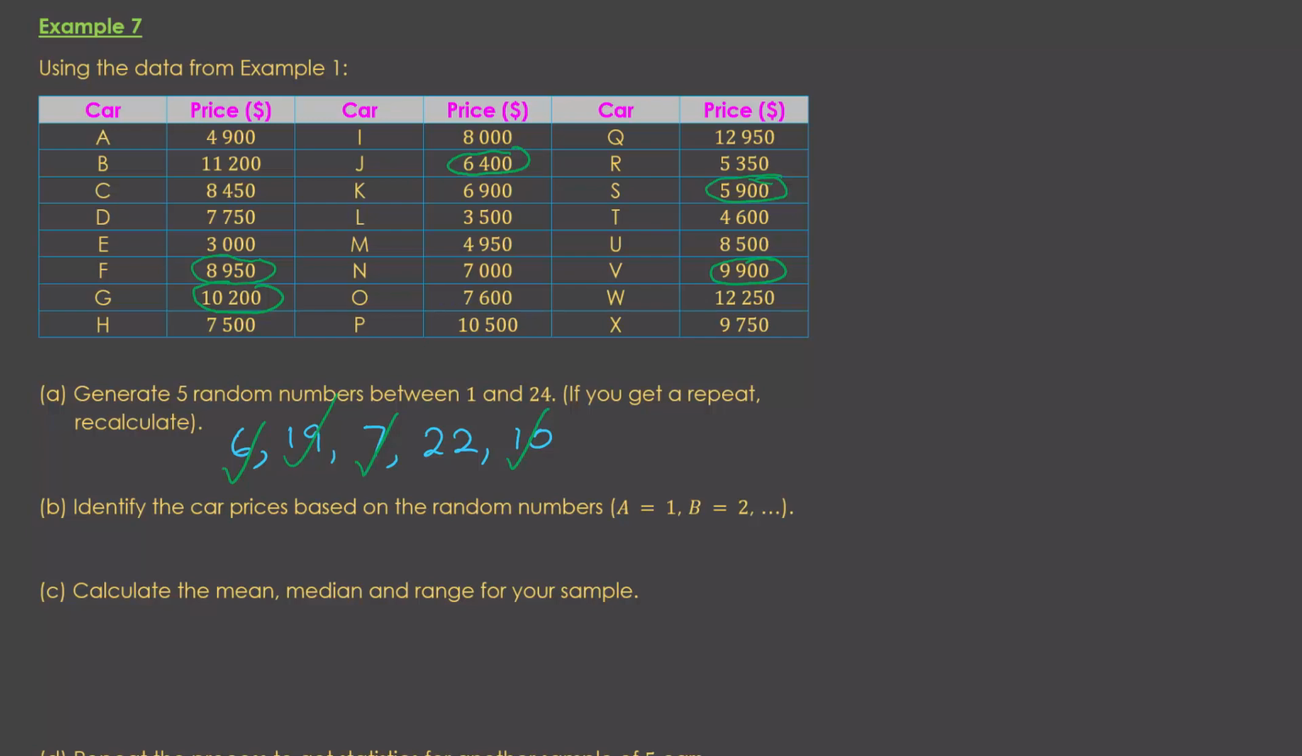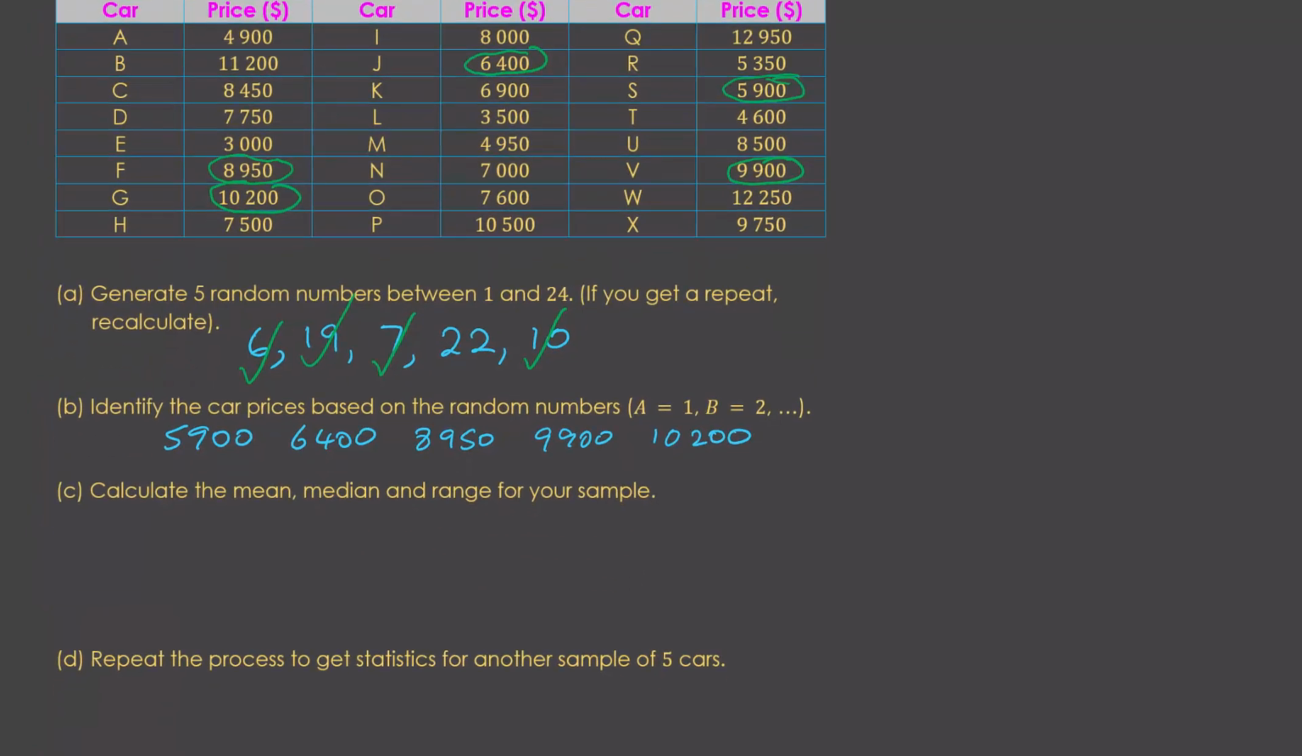So the car prices that I have here are, let's put them in order to start with. So the 5,900 was the smallest. Then the 6,400. Then 8,950. 9,900. And my biggest one was 10,200. Calculate the mean, median, and range for the sample. So, well, the median, since I put them in order, is going to be 8,950.